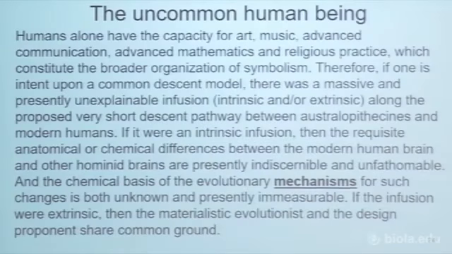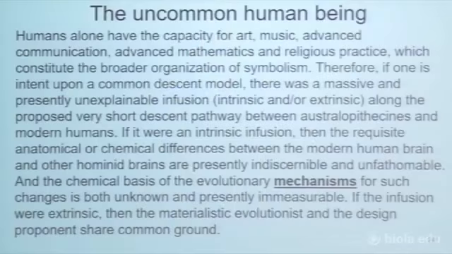Therefore, if one is intent upon a common descent model, there was a massive and presently unexplainable infusion, which may have been intrinsic or extrinsic, along the very short proposed pathway of descendancy between Australopithecines and modern humans. That's the thing right next to us. Right next to us. Something happened.